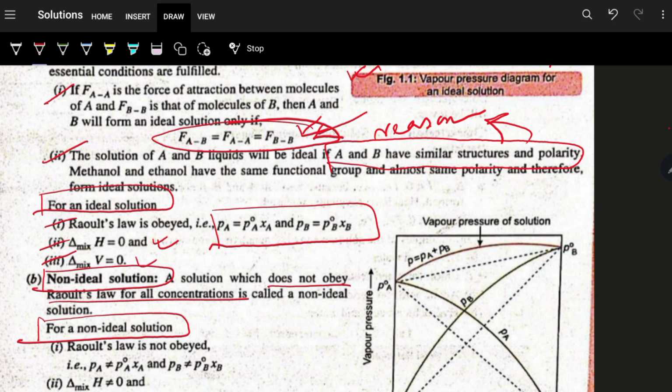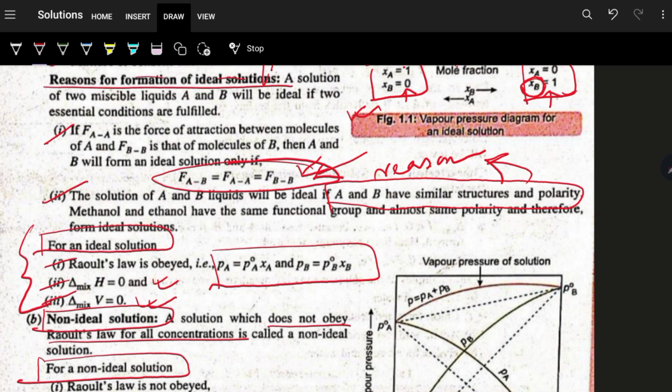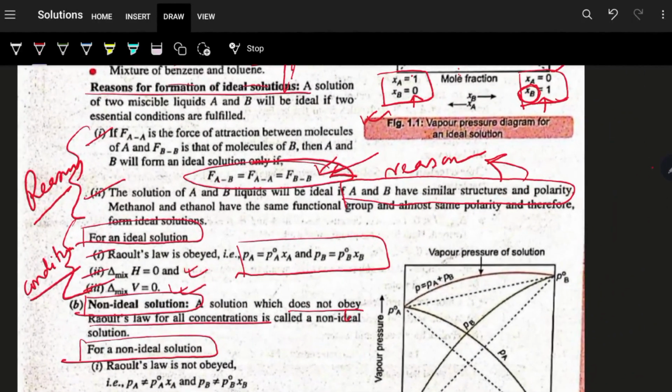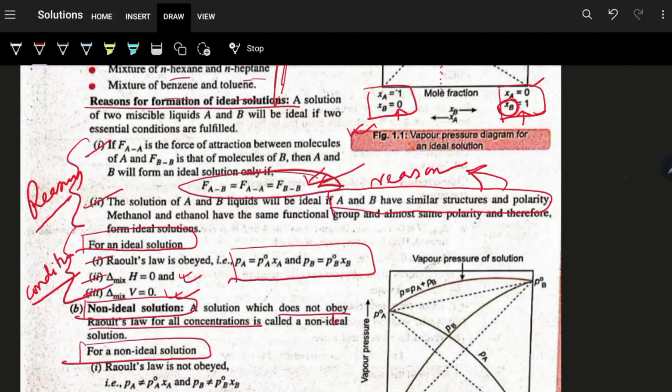There will be no volume change, neither decrease nor increase, when you are mixing A and B. For an ideal solution, these are the conditions of ideality, and these are the reasons of ideality. And if ideality occurs, what happens? It will follow Raoult's law.